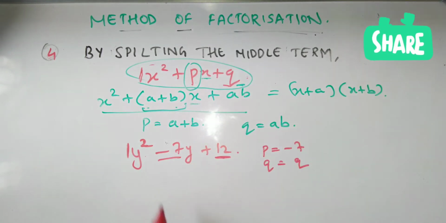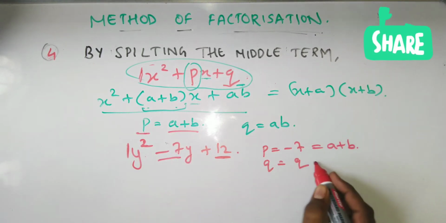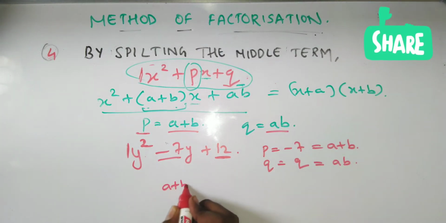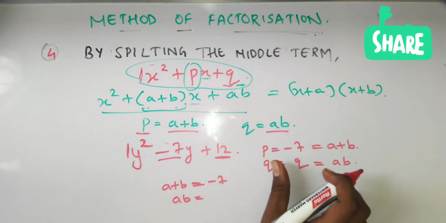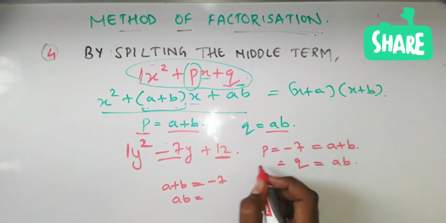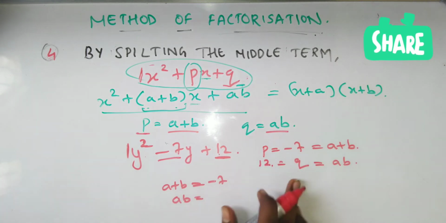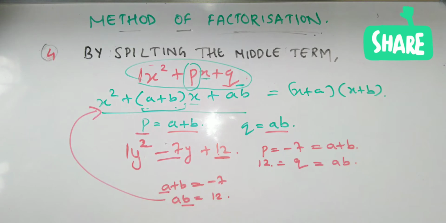Now we know that p equal to a plus b, and q equal to ab. That means a plus b equal to minus 7, and q equal to 12, so ab equal to 12. Okay, now we need to find a and b and bring it in this form. That you have to remember.